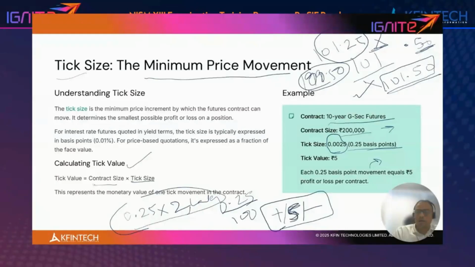And how did we compute this 5 rupees? It is the contract size into the tick value. So over here, 2 lakhs into 0.25 basis point. When we say basis point, it is 0.25 divided by 100. So when you do the maths, you will come to 5 rupees. So that is the minimum tick size, or the minimum rupee movement that will happen for each of the bonds on either side, either on the plus side or on the minus side.